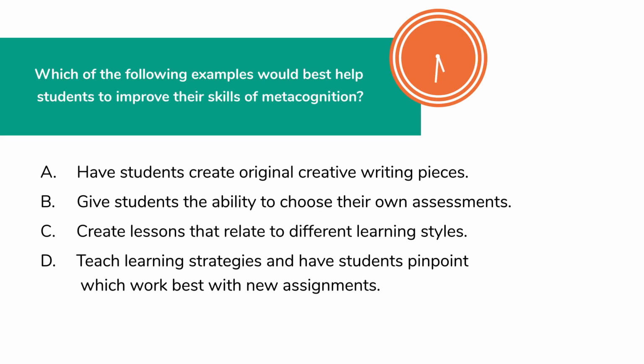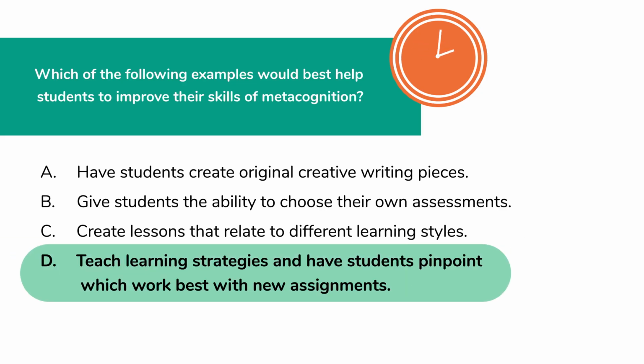Here's an example from the Development and Learning section. Remember metacognition? Which of the following examples would best help students to improve their skills of metacognition? A and B allow students to be creative and have ownership over their learning experience, which are both great ideas, but neither help with metacognition, so they're out. Creating lessons that relate to different learning styles is also a great practice in the classroom, but it doesn't require students to think about their own learning, so we can get rid of that one too.